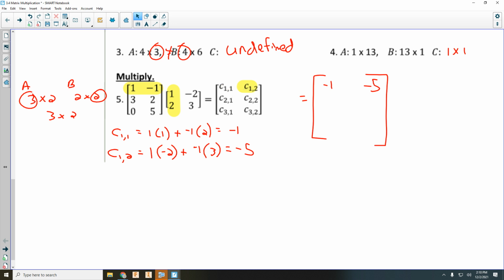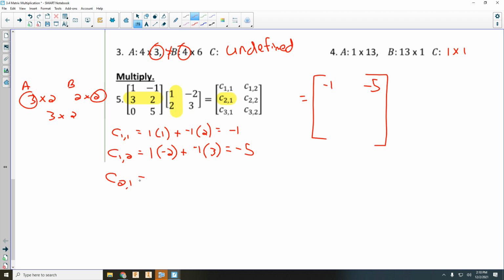To get C12, I'm doing the same thing. 1 times -2 plus -1 times 3 will be C12. Okay, and we keep going. Then we just keep moving, so C21, okay.